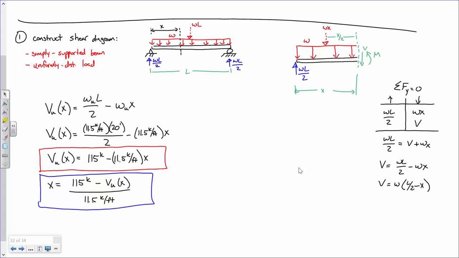But when it was all said and done, we got two equations of import. The first one tells us what is the shear at some distance x. And then the second one is, if I've got some shear value, where does that occur on the beam? Okay. So is everybody okay with that?